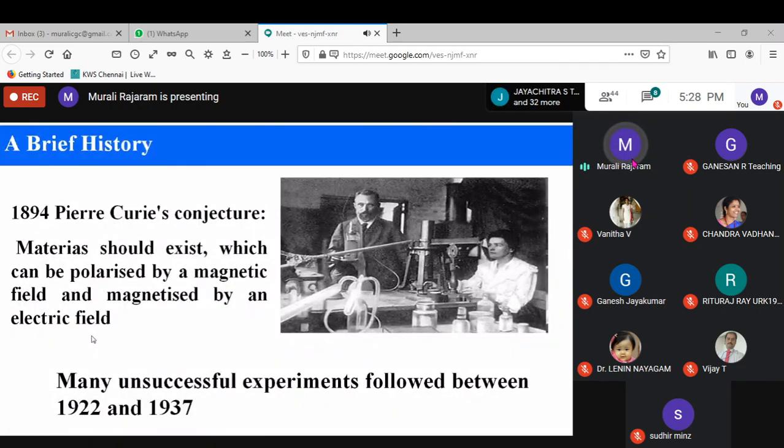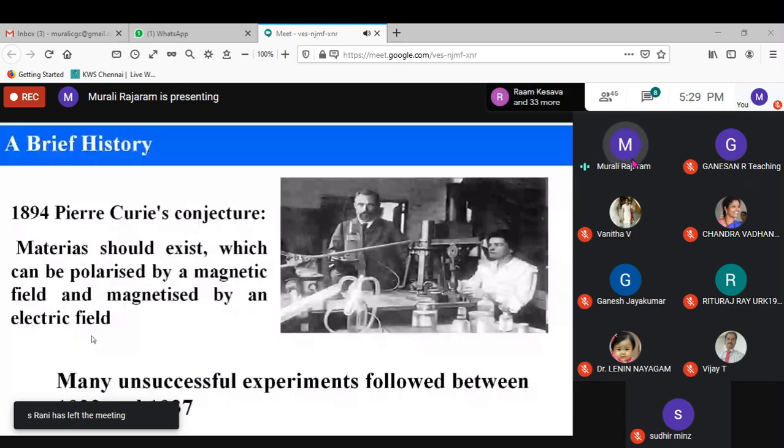Okay, as I said, even though people have started working on this recently, this has been predicted quite a long time back, even a century back, like Pierre Curie, who mentioned that materials should exist in which you can polarize magnetic polarization by electric field and electric polarization by magnetic field. Okay. So we should remember that ferroelectric materials were not invented at that time. Ferroelectric materials were invented only around the late 1920s.